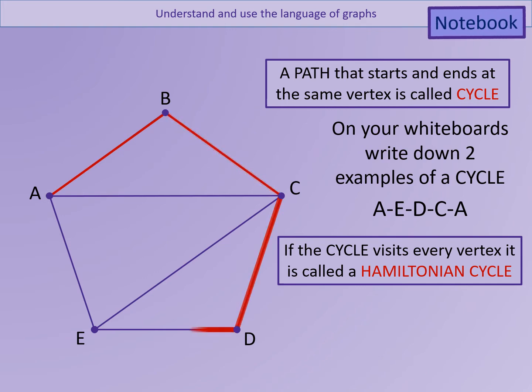A type of cycle that visits every vertex on a graph is called a Hamiltonian cycle. We're going to visit this later in the topic when we look at the travelling salesperson problem.